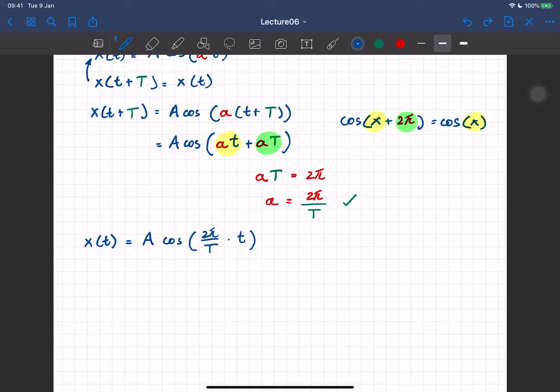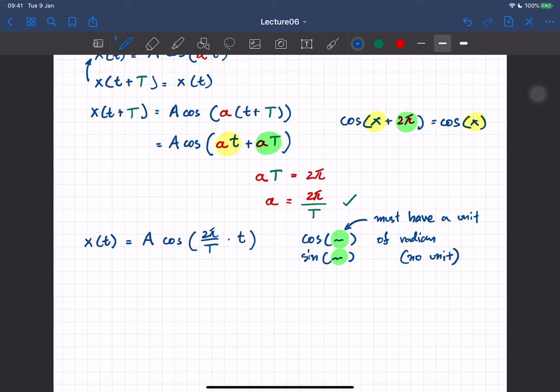Because inside cosine or inside sine, you cannot have any quantity which has a unit which is not radian. Okay, so let me write that down. Cosine or sine of anything inside here in physics, the thing inside here must have a unit of radian, which in physics radian means no unit.